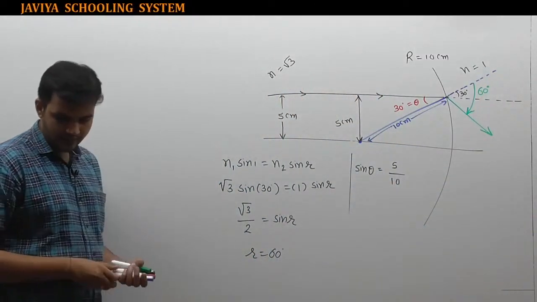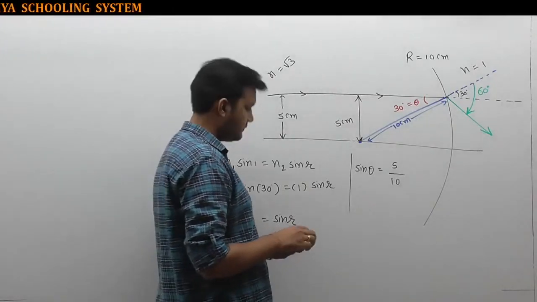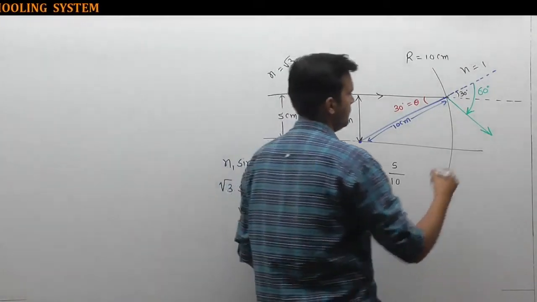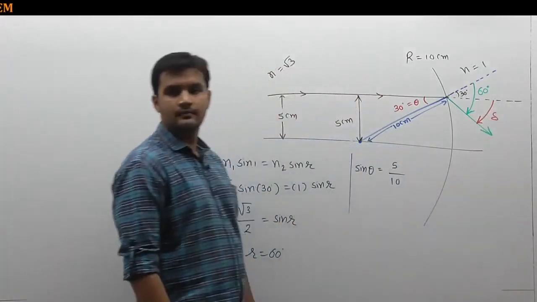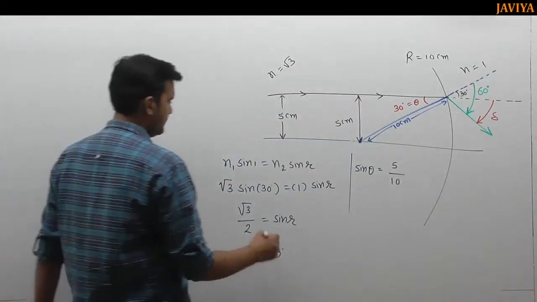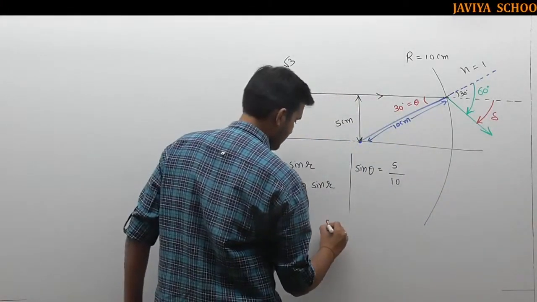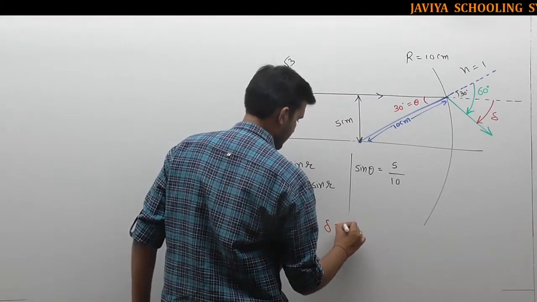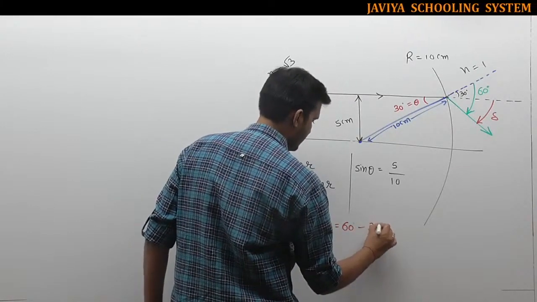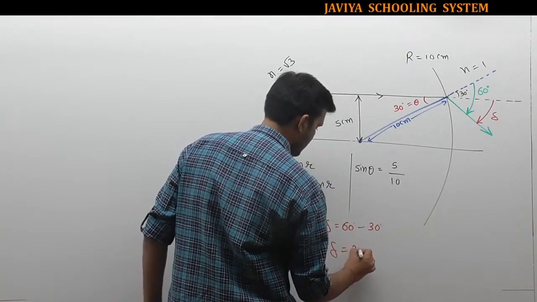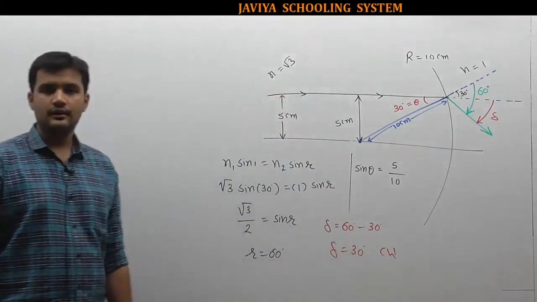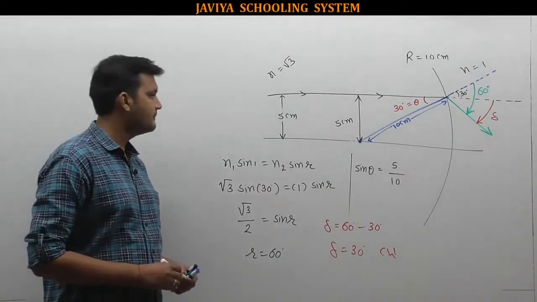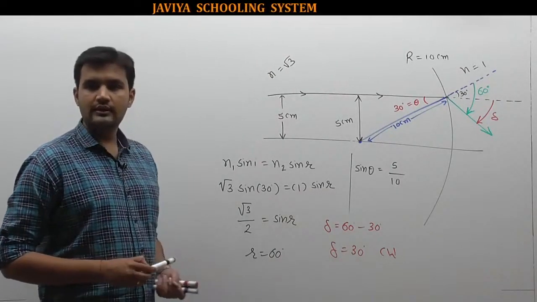So what is the deviation? This is your deviation. So the deviation comes out to be 60 minus 30. So the answer is 30 degree clockwise. 30 degree clockwise. Is there any question?